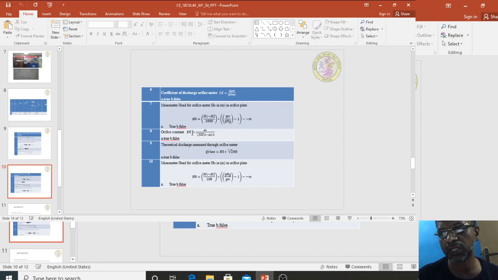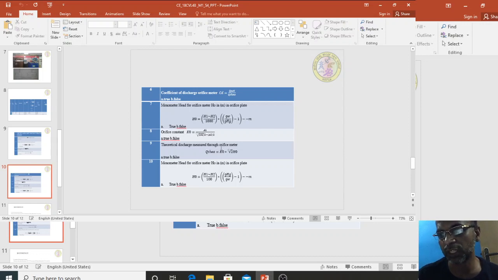Coming to the orifice constant K naught, K naught is equal to A1 divided by root of A1 square minus A2 square. When you want to say orifice constant, you should compare the cross-sectional area at the inlet point and also at the throat point. Considering the inlet point alone, it cannot be determined, because the throat is the place where the decrease in diameter takes place. Without that, the constant cannot be determined. The constant can be obtained only if you have two parameters. Therefore the statement is false.